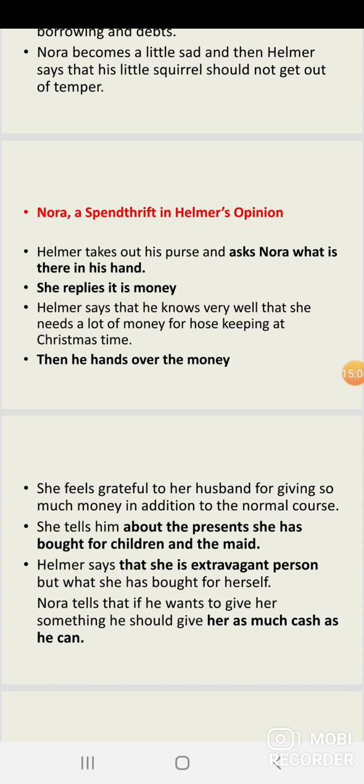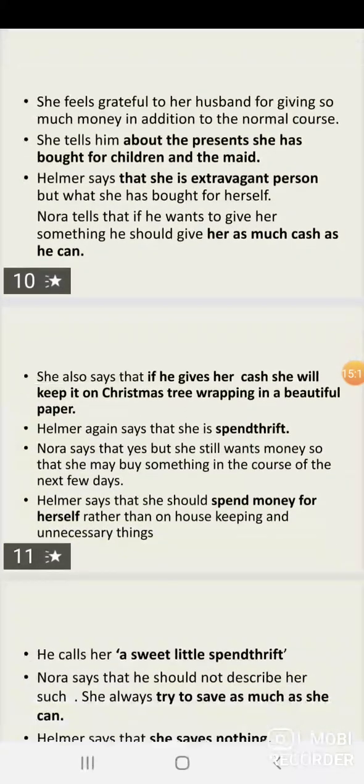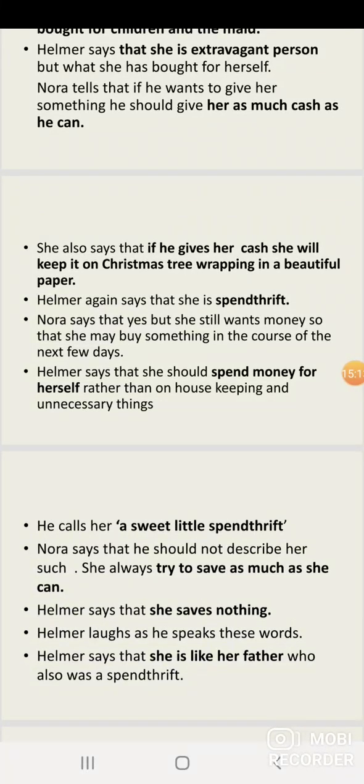Nora tells him that if he wants to give her something, he should give her as much cash as he can. Then she also says that if he gives her cash, she will wrap it in beautiful paper and put it on the Christmas tree, because the Christmas tree is supposed to be that money tree.